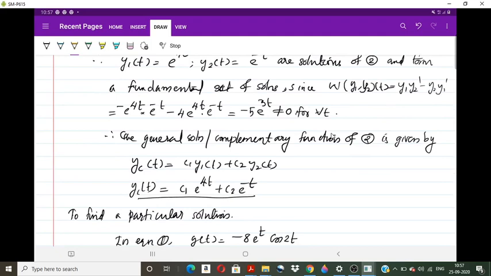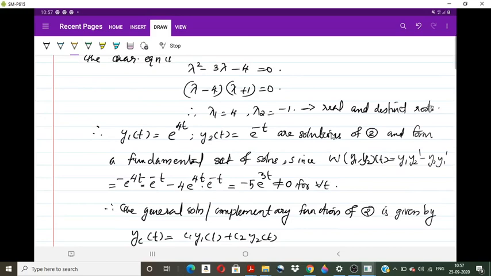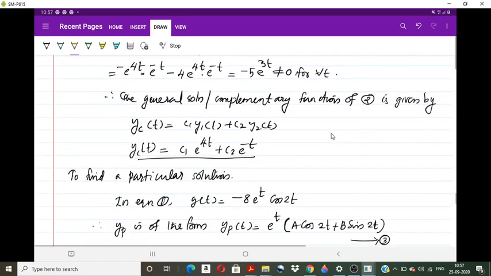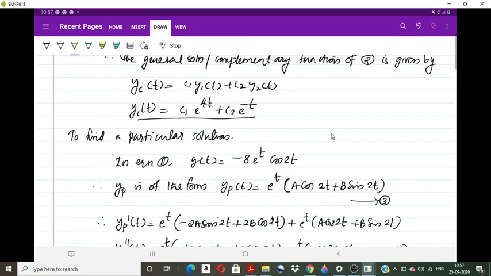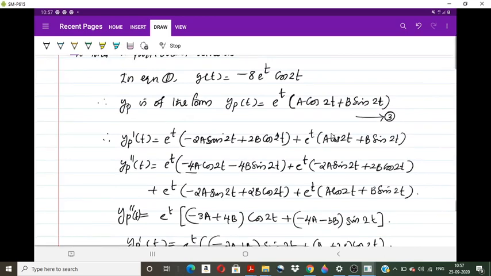Now we have to find the particular solution. So for finding the particular solution, we have to look at g of t. It is of the form minus 8 e raised to t cos 2t. That means it's a combination of an exponential and the cos trigonometric function. So when g of t is in this form, the choice for yp is e raised to t times a cos 2t plus b sin 2t. Then again find its derivative and the second derivative.